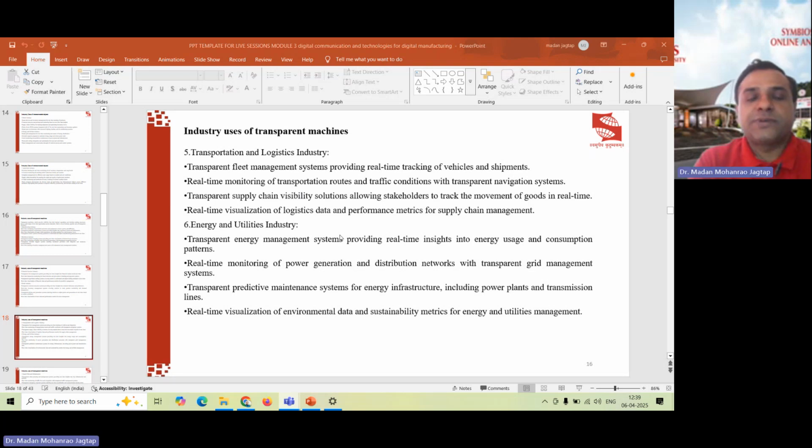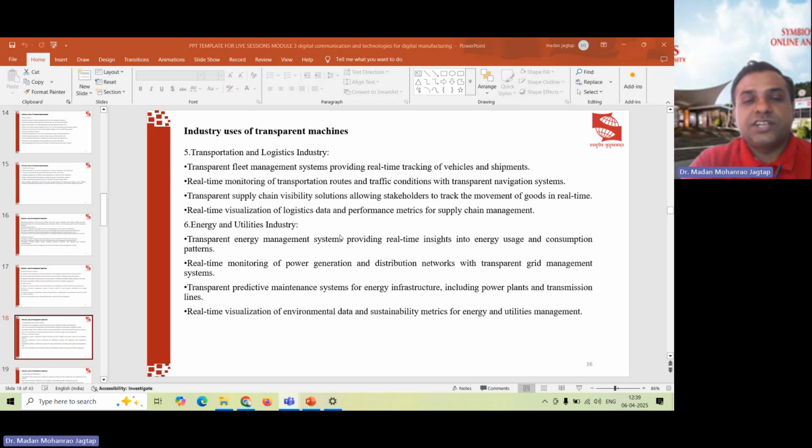We can do transparent supply chain visibility solutions, allowing stakeholders to track the movement of goods in real time. We can have real-time visualization of logistics data and performance metrics for supply chain management. So this can be achieved with transparent machines in the transportation and logistics industry.